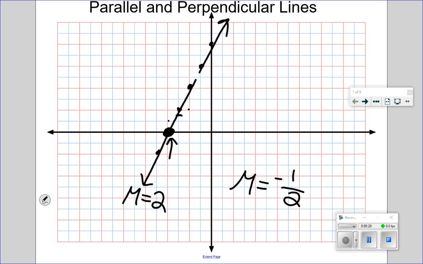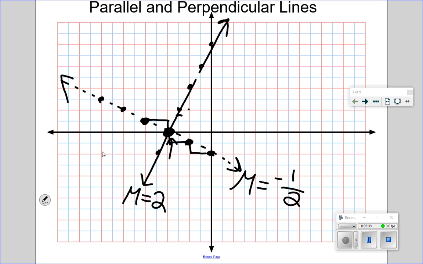What that means is I go down 1 over 2. Down 1, to the right 2. And I can also go up 1 and to the left 2. And keep making points that way. Let's see if this looks a little bit more like a perpendicular line.